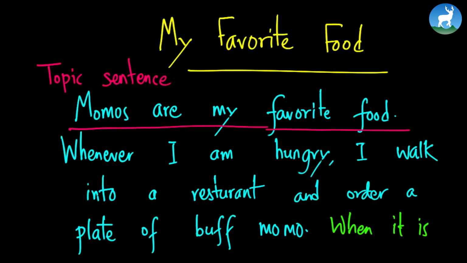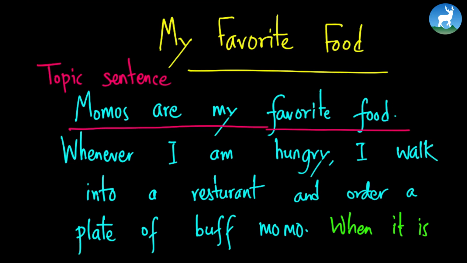So the first sentence is going to be about a topic, and everything that follows should be related to that topic sentence. So it's like one idea, and that idea is stretched all the way to the end. So if you're writing about my favorite food, and if you introduce momos as your favorite food, then you've got to stretch it all the way towards your concluding sentence.